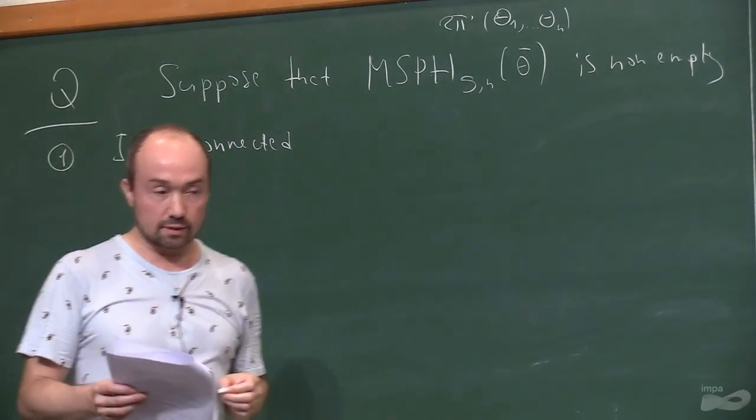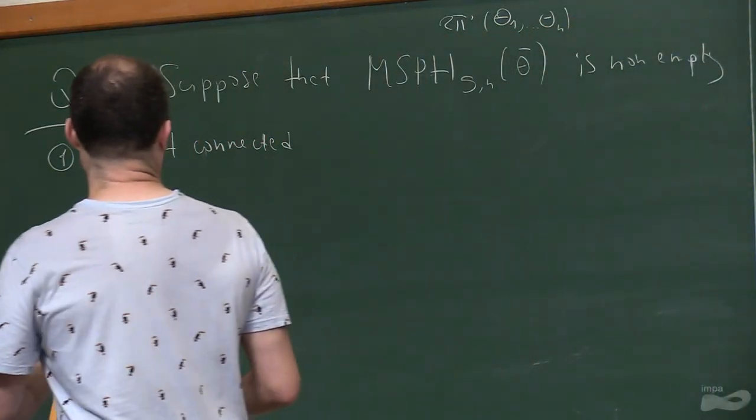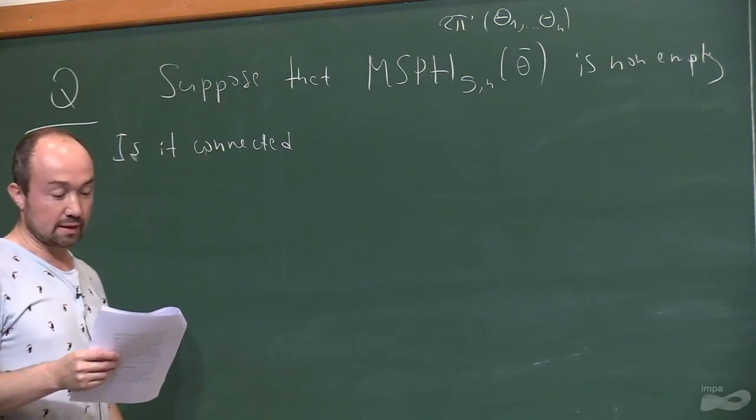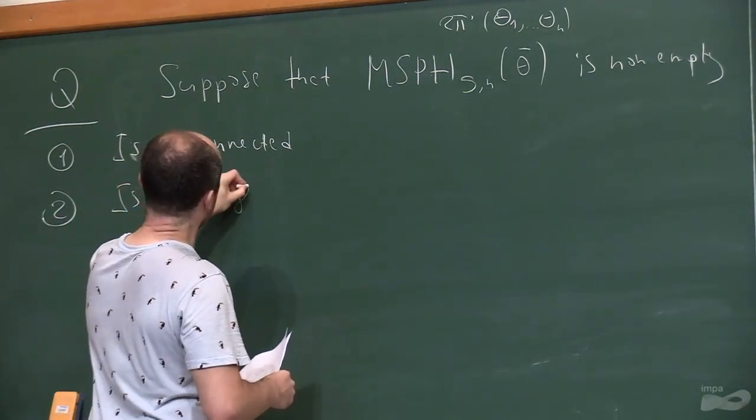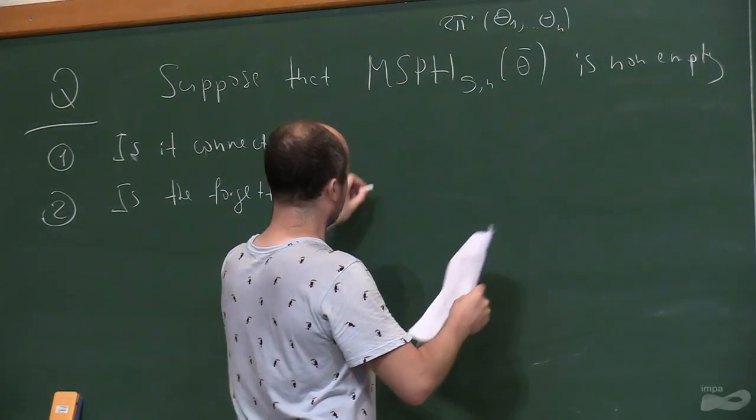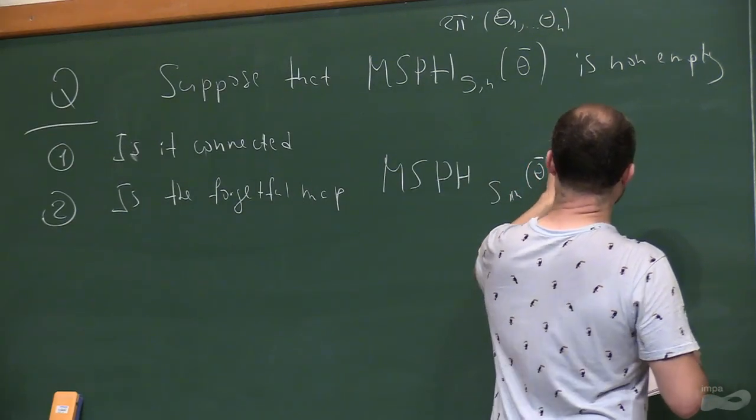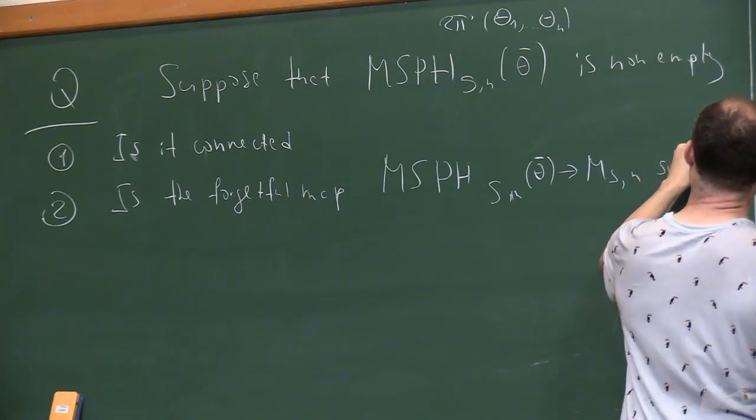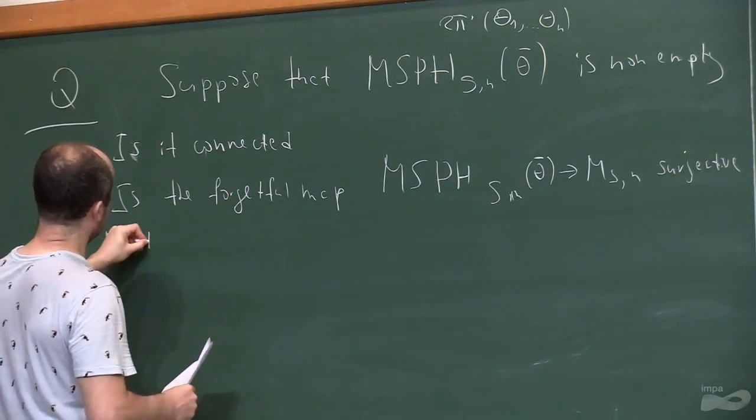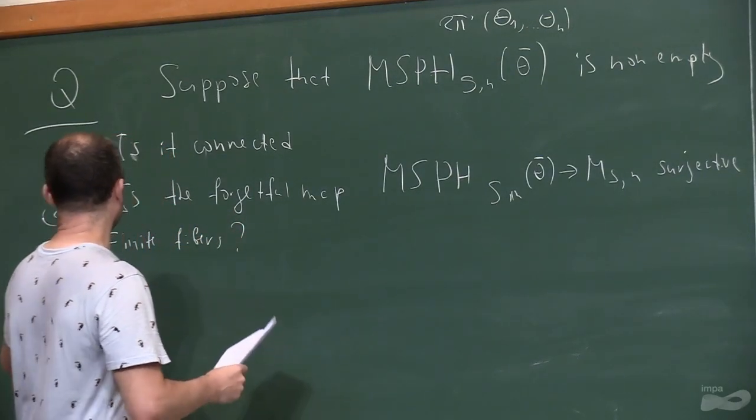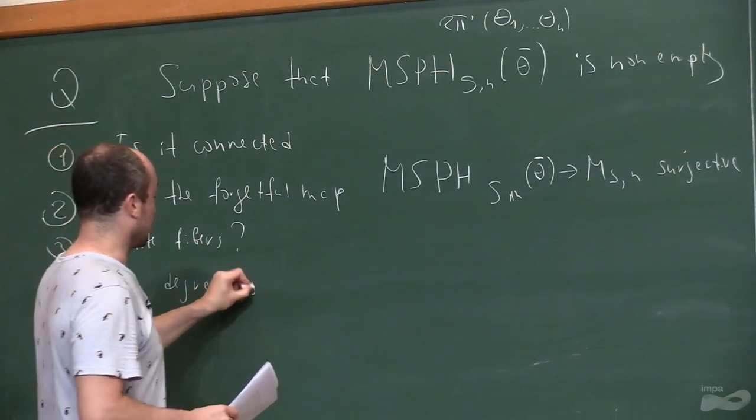I told you yesterday that it is not, sometimes, and it can have many components. So today I will just give you an illustrative example where things are quite clear when it is not connected. Second is the forgetful map, from M spherical g,n(theta) to M_{g,n}: is it surjective, with finite fibers? And finally the degree of this map.